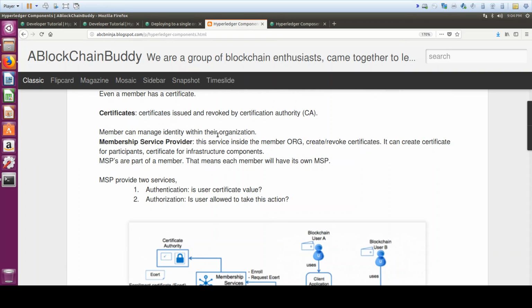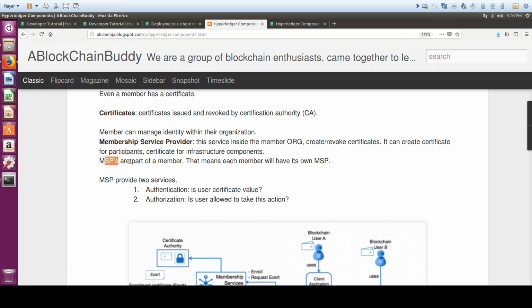A member can manage identity within their organization. A membership service provider: every member organization will have an MSP. This service creates and revokes certificates. It can create certificates for participants and for its infrastructure components. So every entity inside an organization, whether a member or an infrastructure component, has a certificate, and this service called MSP manages that.